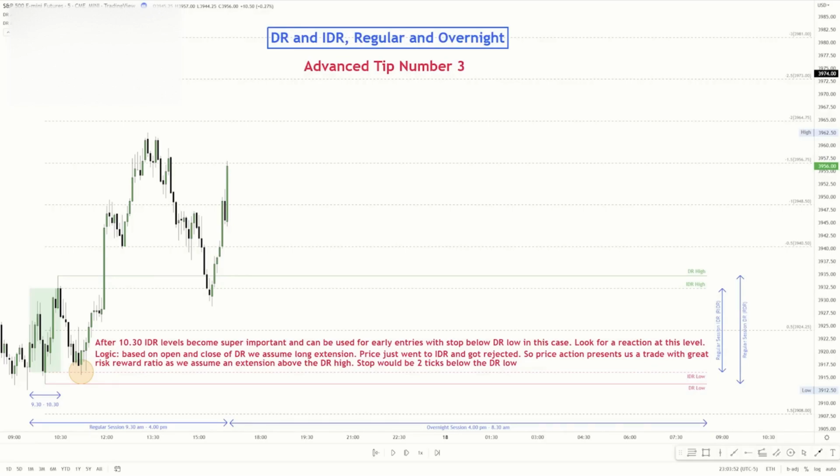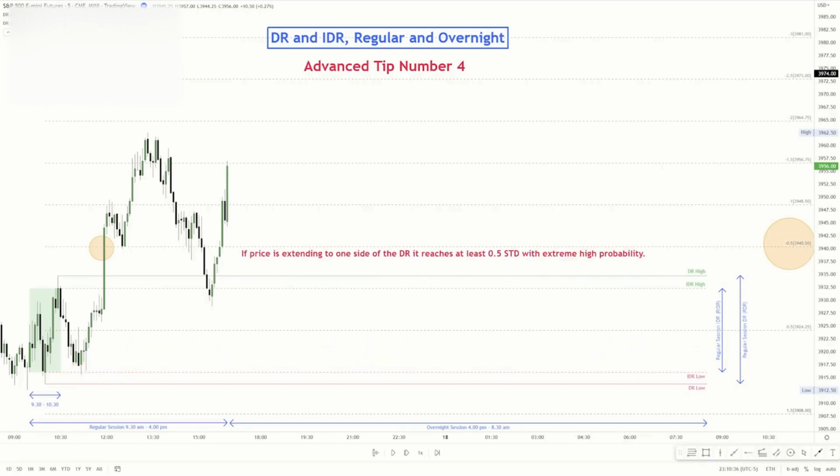As your bias is long, it is more likely that the low DR is the low of the day, so you could directly enter after reaction at the low IDR with stop 2 ticks below the low DR. In this example, we already have a long bias because of the open and close difference I explained before. Together with the rejection from the low IDR, I would enter a long trade with stop 2 ticks below the low DR.